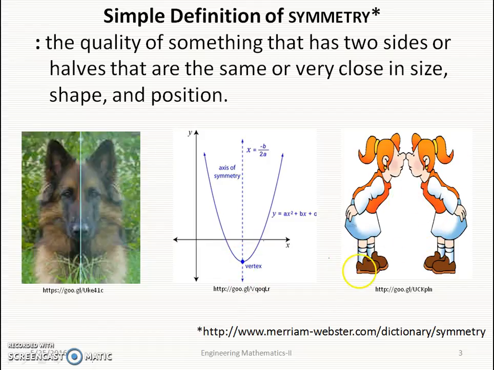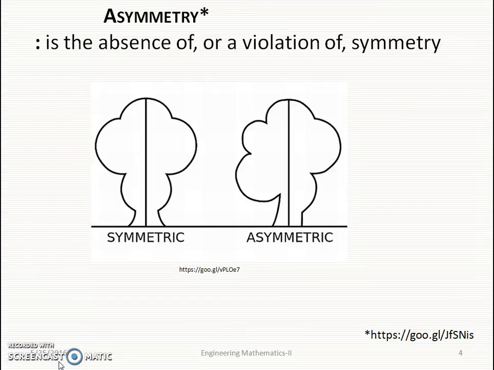And in the last example we can see two images, and these two images are symmetrical about each other about this vertical line. So this is the simple definition of symmetry. Now we must know what we mean by asymmetry. Asymmetry means the absence of symmetry or violation of symmetry. In this figure we can say that the left hand side object is symmetrical about the vertical line, and the right hand side object is not symmetrical about this vertical line. Therefore this object is asymmetric.